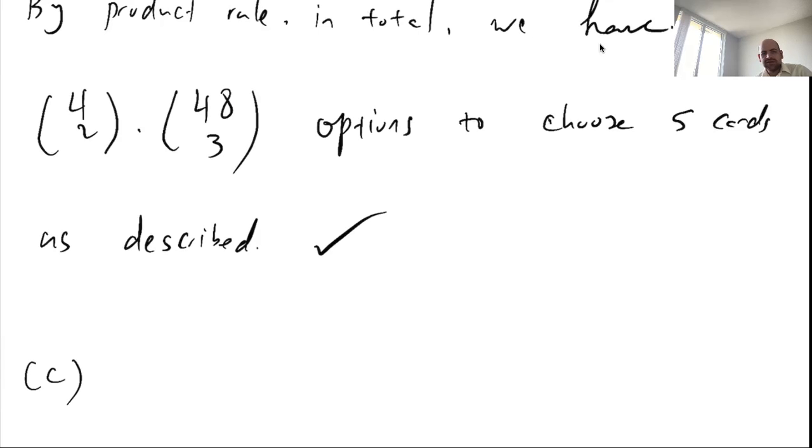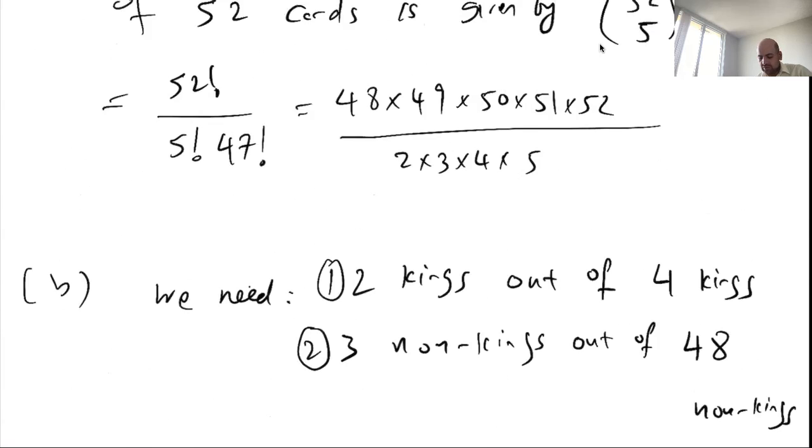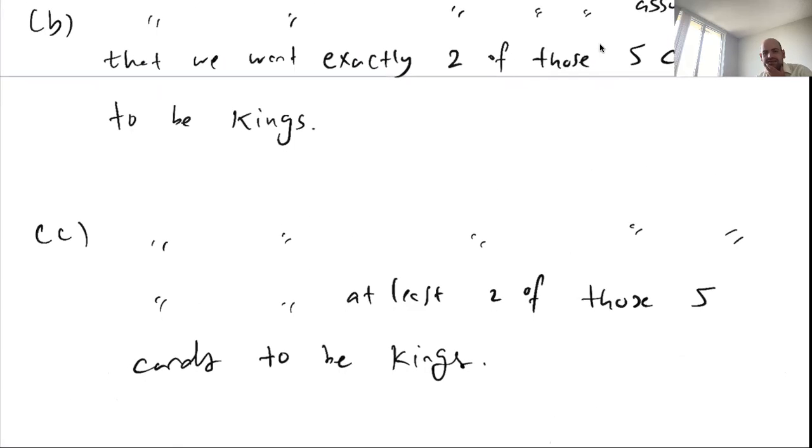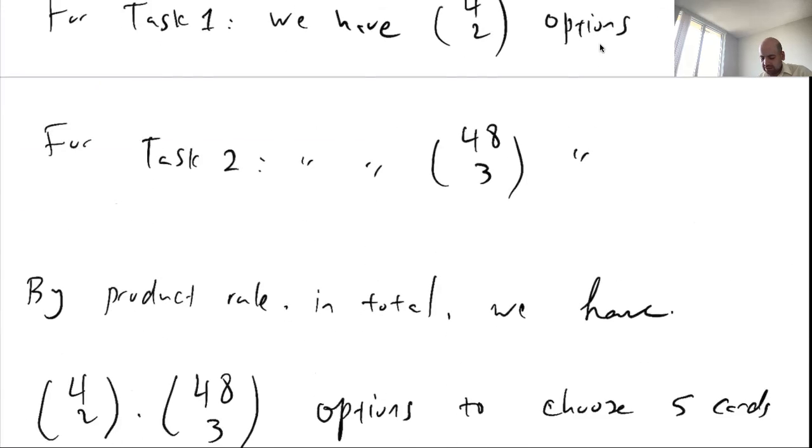Okay, now part C. In part C, we want at least 2 of these 5 cards to be kings. So at least means either 2 of them must be kings, or 3 of them must be kings, or 4 of them must be kings, right? Because it's not possible that all 5 of them are kings, because in total I have only 4 kings. So that's not possible, but 2 of them could be kings, 3 of them could be kings, or 4 of them could be kings.